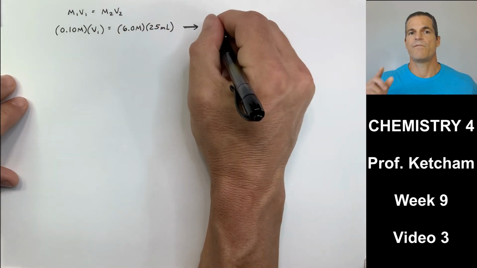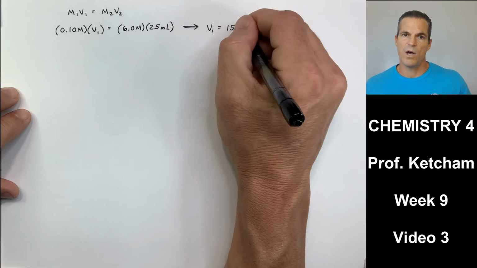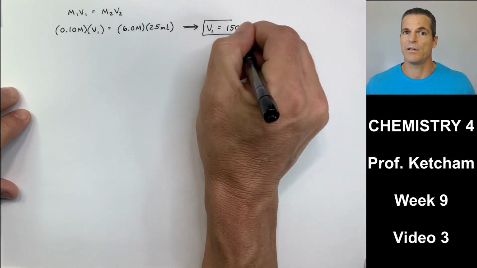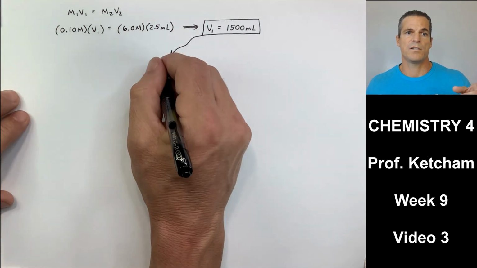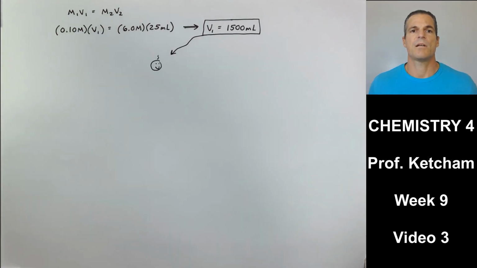Note, if my V2 is in milliliters, my V1 is going to have an answer that's in milliliters. I could have also used liters for V2, but my answer to V1 is also in liters. Okay, something to be said for here is the significant figures. I had 2 sig figs, so my V1 is 2 sig figs, 1500 milliliters.